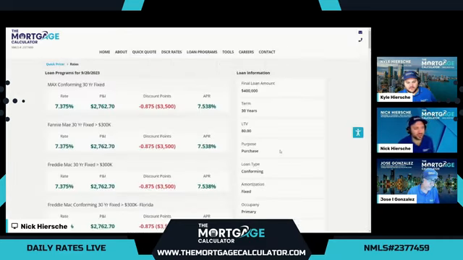And again, same as it was yesterday, we should see some movement maybe later today. 7.375 rate, 0.875 discount points puts the final APR at 7.538 here for conventional.